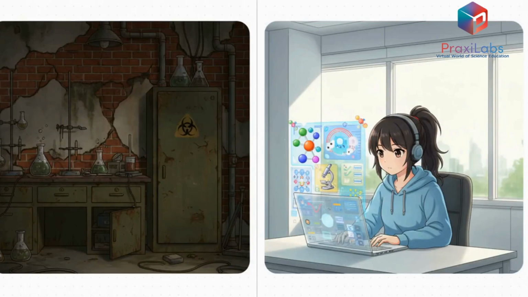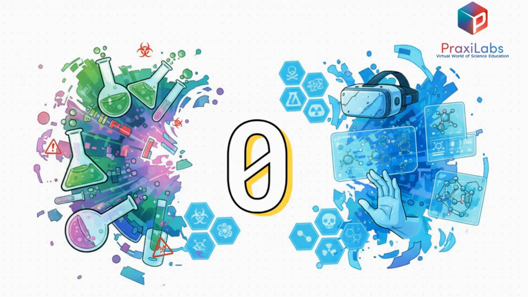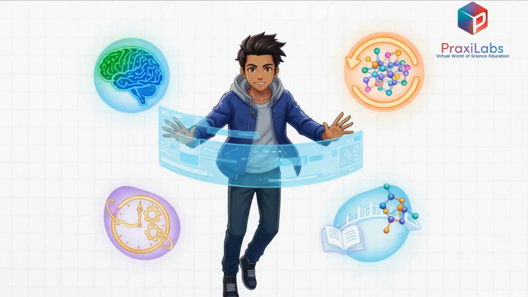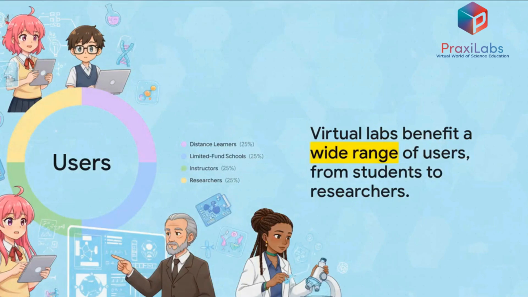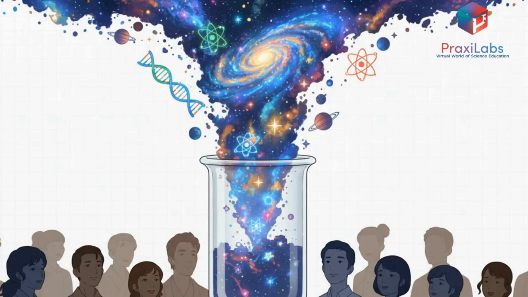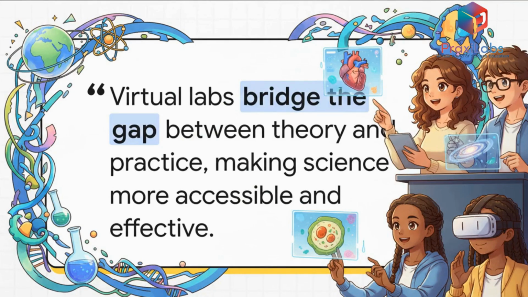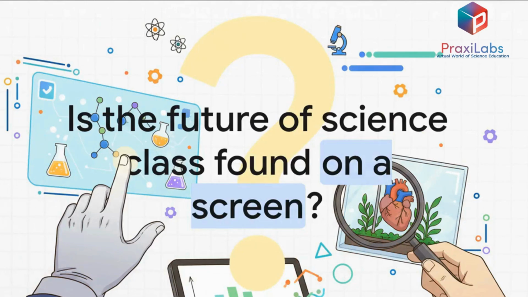So when you put them side by side, the advantages of virtual labs really just pop. And the number of safety risks from hazardous materials in a virtual lab? Exactly 0. For learners, this is huge. You can visualize tricky concepts and practice experiments over and over. And who benefits from all this? Well, pretty much everyone involved in science education and research. But this is about way more than just swapping out beakers for pixels. It really closes that gap between theory and practice, making science accessible to literally anyone. So it really makes you wonder, is the future of the science classroom actually on a screen?